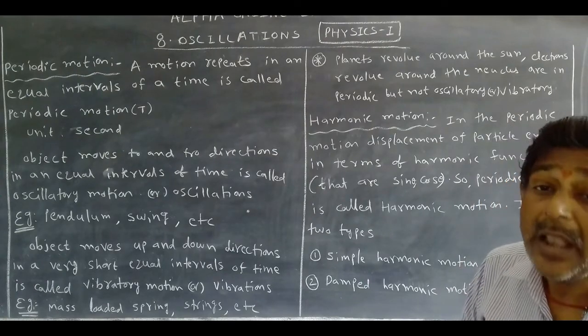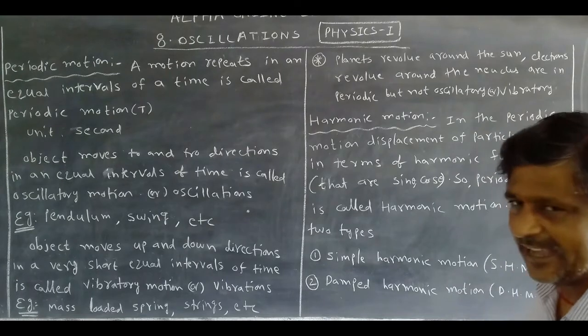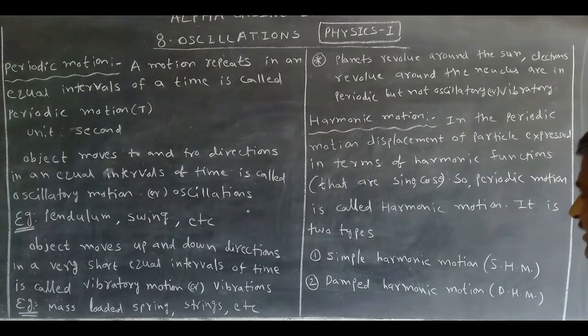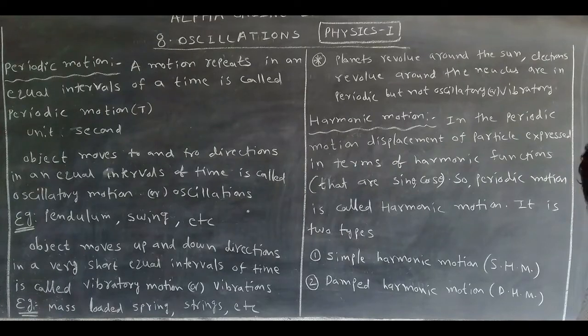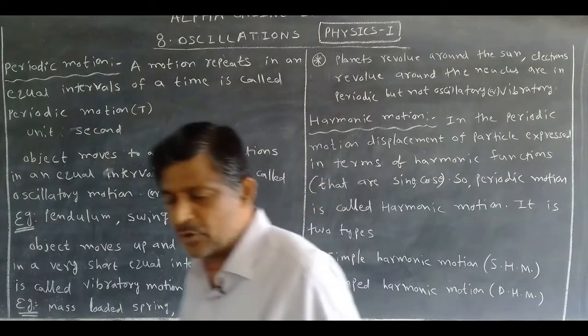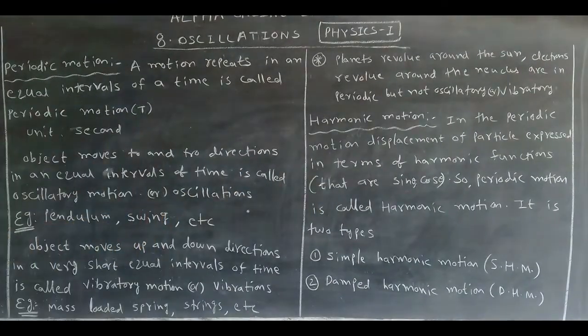Simple harmonic motion, shortcut SHM. Second one is damped harmonic motion, shortcut DHM. Okay. Harmonic motion is how many types? Two types. Number one, SHM, simple harmonic motion. Number two, damped harmonic motion.